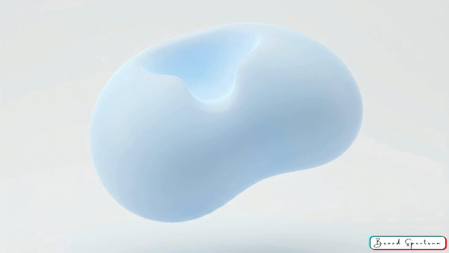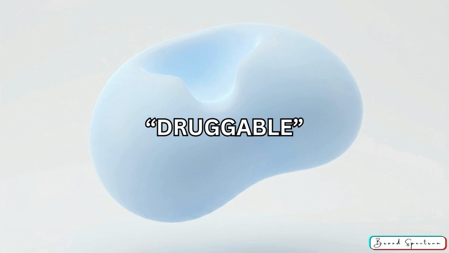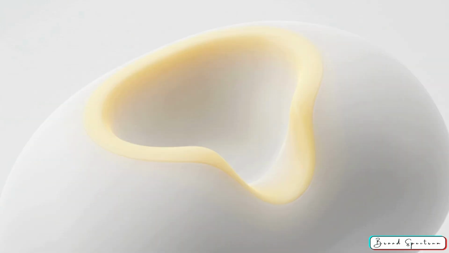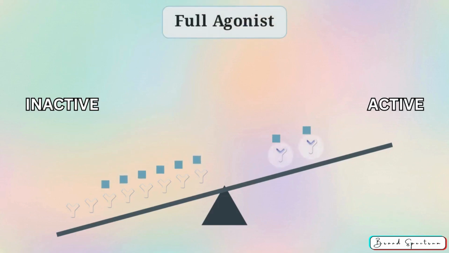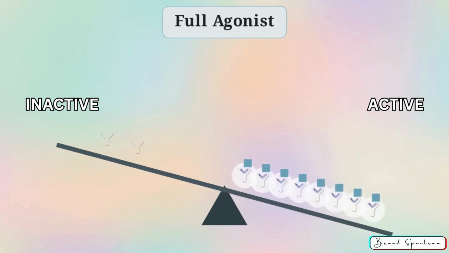Before a drug can exert any effect, its target must be confirmed as druggable. This means the targeted protein possesses a physical binding pocket that a small molecule can successfully bind to. Receptors constantly balance between an active and inactive state. Many exhibit constitutive activity, activating without a drug.